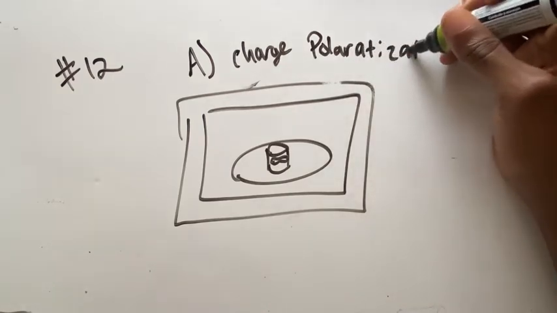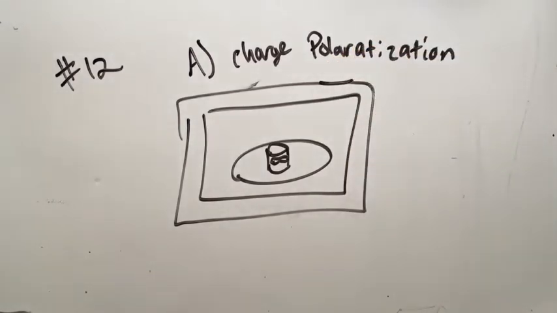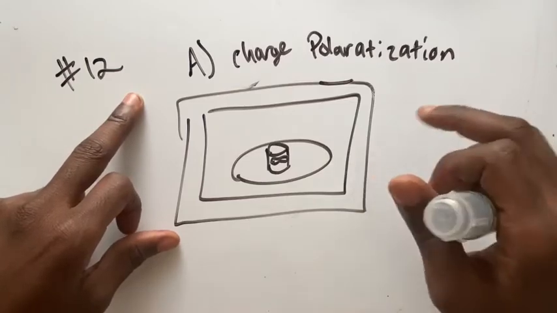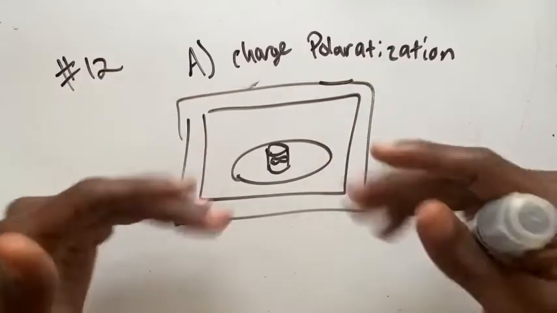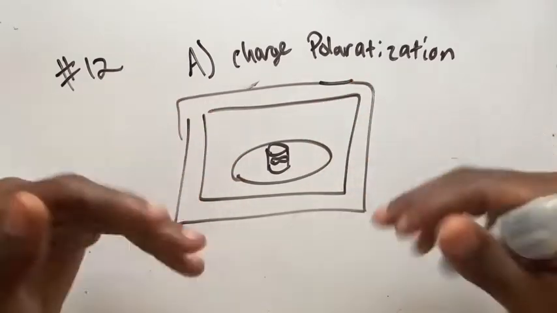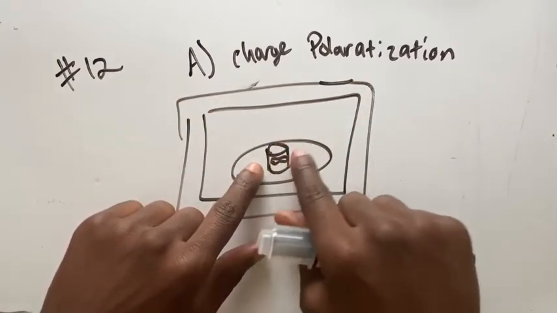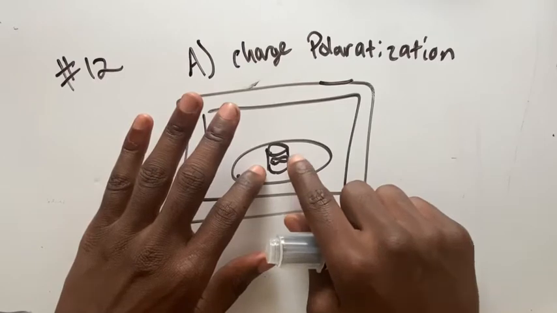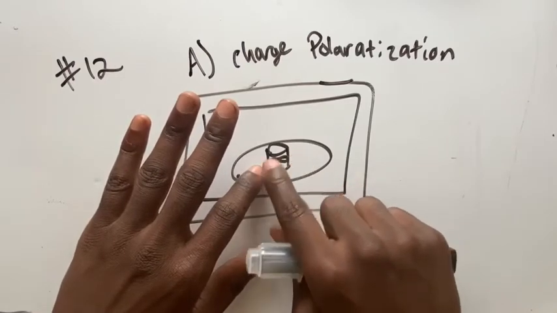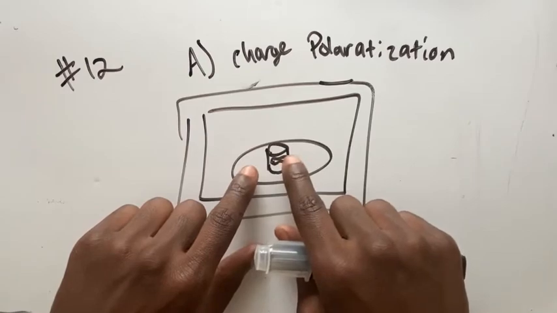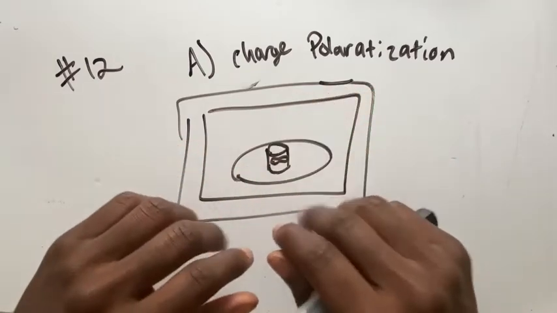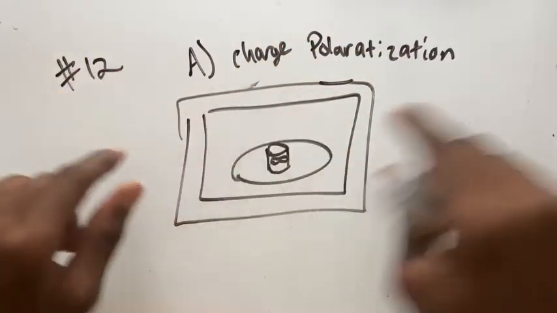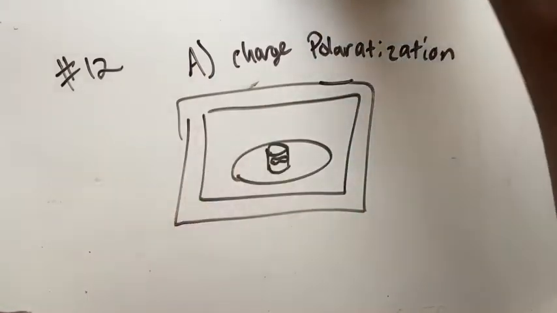Well, for a microwave, it depends on charge polarization, because a microwave is going to radiate some waves inside of the box here. And then those waves are going to hit whatever it is that you're trying to warm up. And then those waves basically polarize the atoms inside of this food that you're trying to warm up. And it basically heats it up as it's polarizing it, because the waves kind of hit it over and over. So long story short, the answer is going to be A for 12.